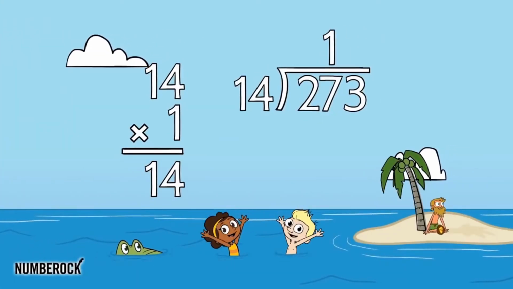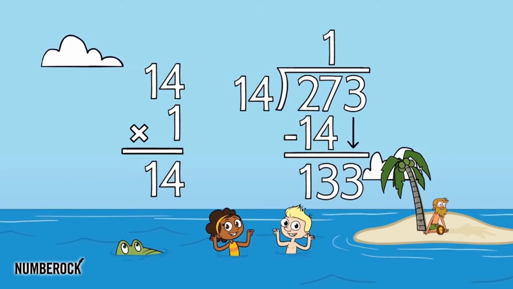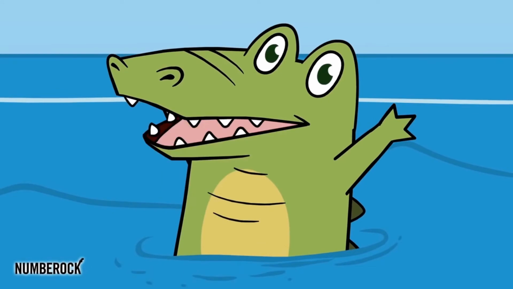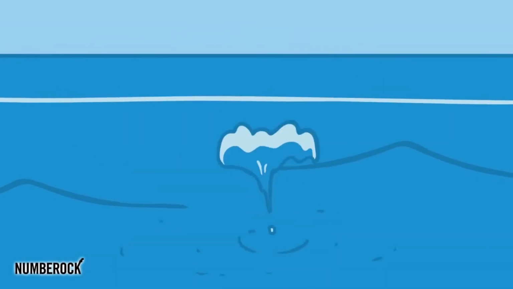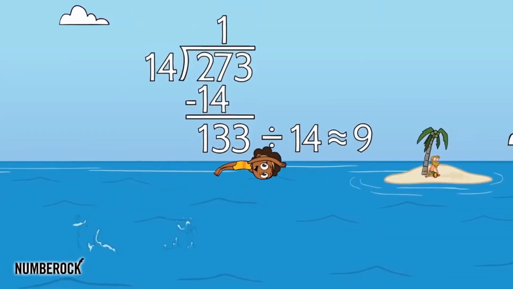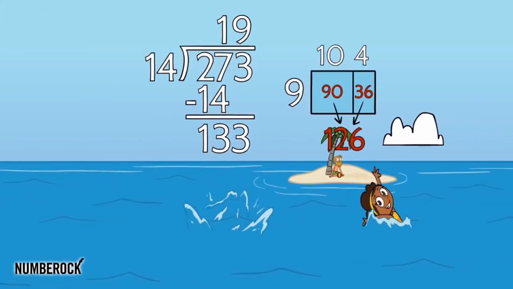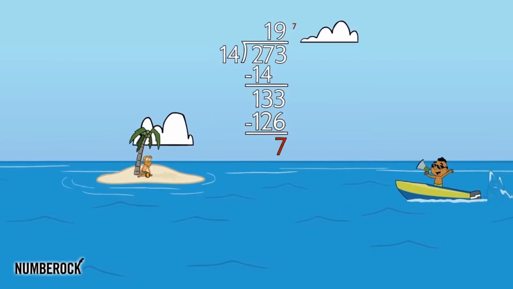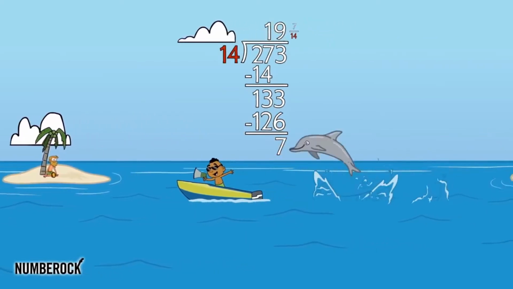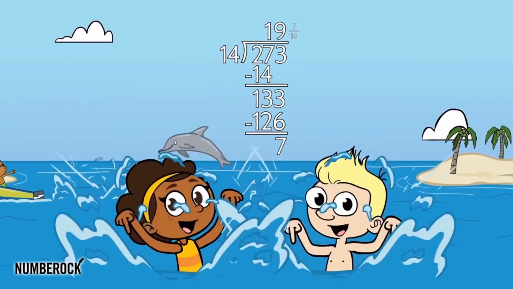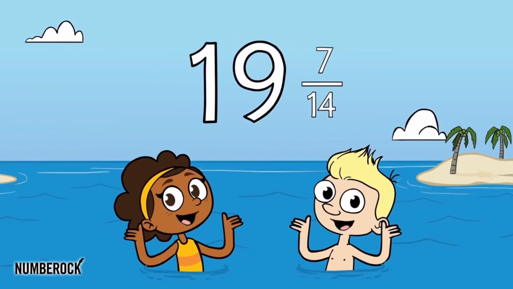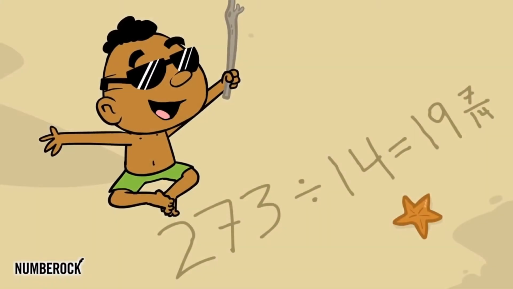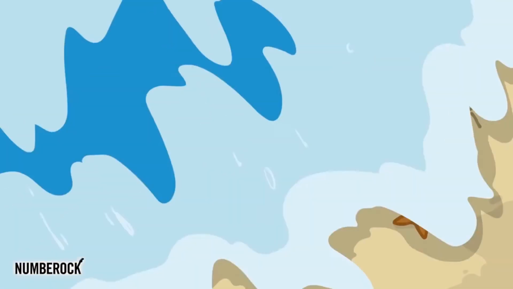Divide, multiply, subtract, bring down. That's how a quotient is found. Divide, multiply, subtract, bring down. The remainder can become the numerator, the divisor can become the denominator. That's how a quotient is found.